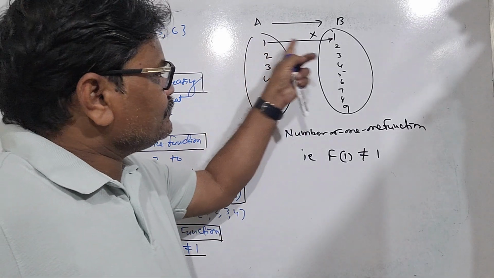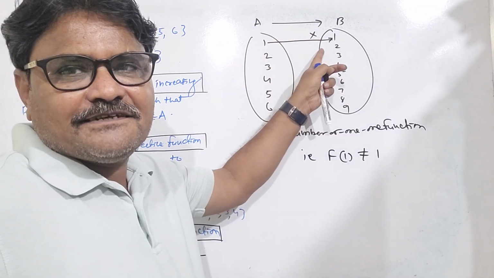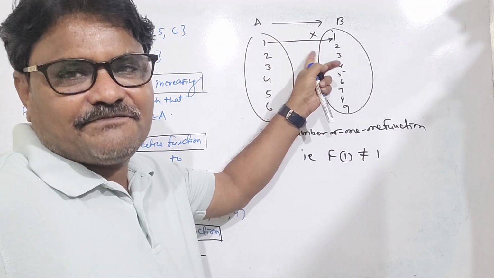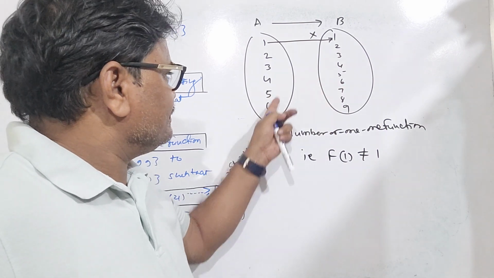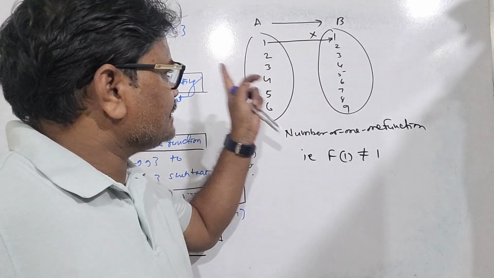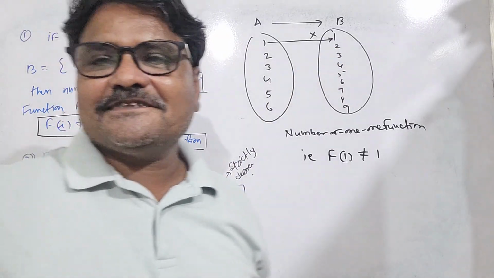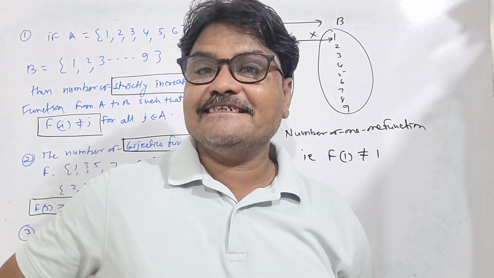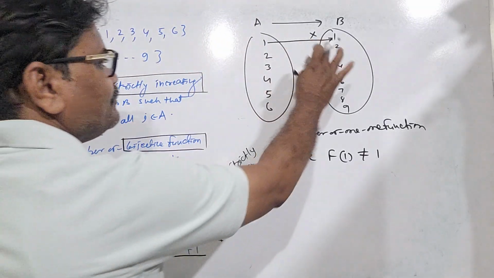So therefore 1 should go to 2 only. It cannot go to 3, because if 1 is going to 3 or 4 or 5 and 6, then among 2, 3, 4, 5, 6 any one of them has to go to 2. So in that situation the function cannot be strictly increasing. Correct. So therefore 1 has to go to 2.